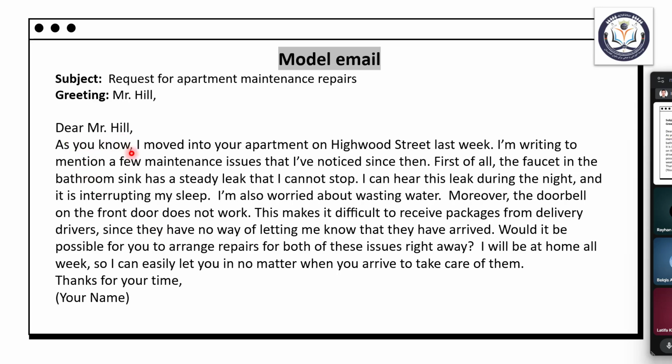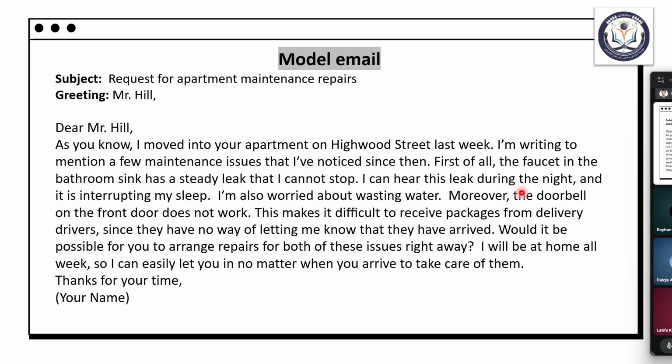Hill, as you know, I moved into your apartment on Highwood Street last week. I'm writing to mention a few maintenance issues that I have noticed since then. First of all, the faucet in the bathroom sink has a steady leak that I cannot stop.